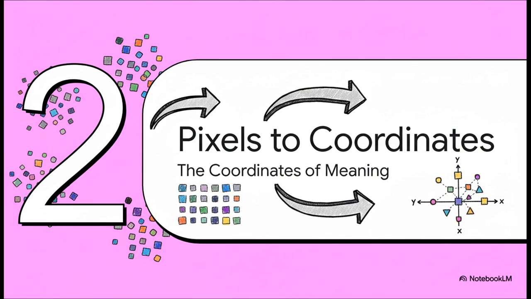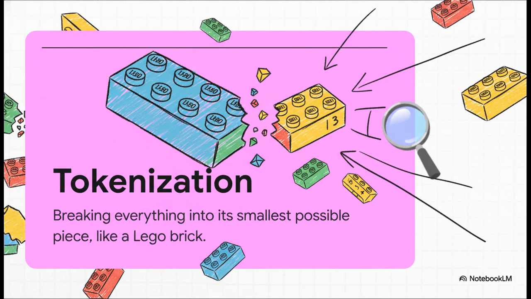It's really a two-step process that turns all that raw, meaningless data into coordinates that actually carry meaning. The very first step is something called tokenization. And honestly, the best way to think about this is with Legos. The AI takes whatever you give it, an image, a sentence, and it smashes it into the smallest possible pieces, its individual little Lego bricks. And each one of those bricks gets a number.